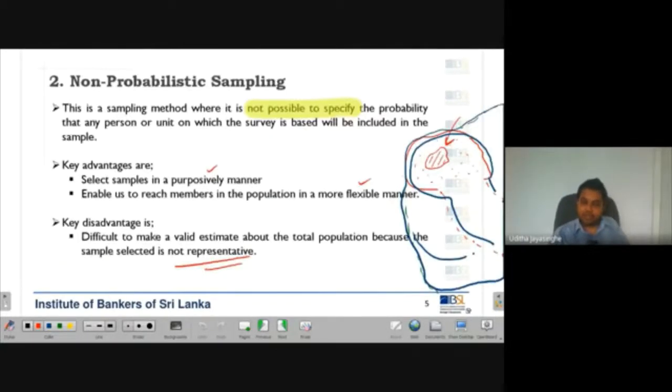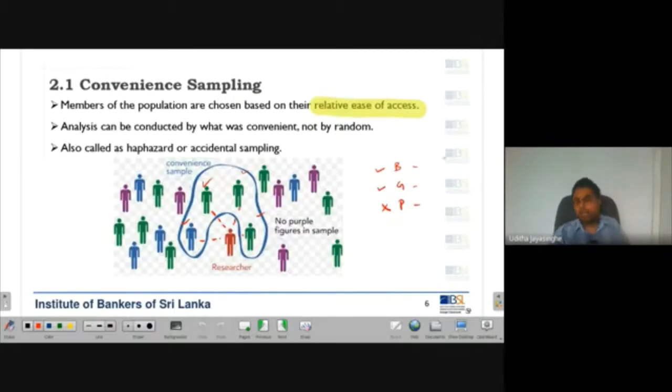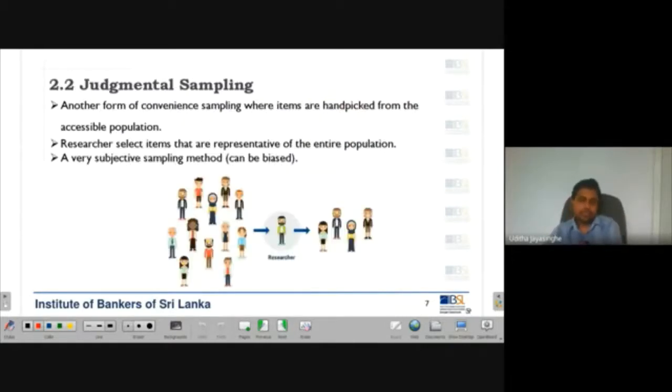Not representative, the key disadvantage. See, if at all this sample is to be representative, what do you need here? At least one purple figure to be included in the sample. Now, this is the typical problem of convenience sampling. Although it is very easy, relatively very comfortable to collect data, your sample will not have the complete representation of the population. Okay, fair enough. It's pretty easy to understand.